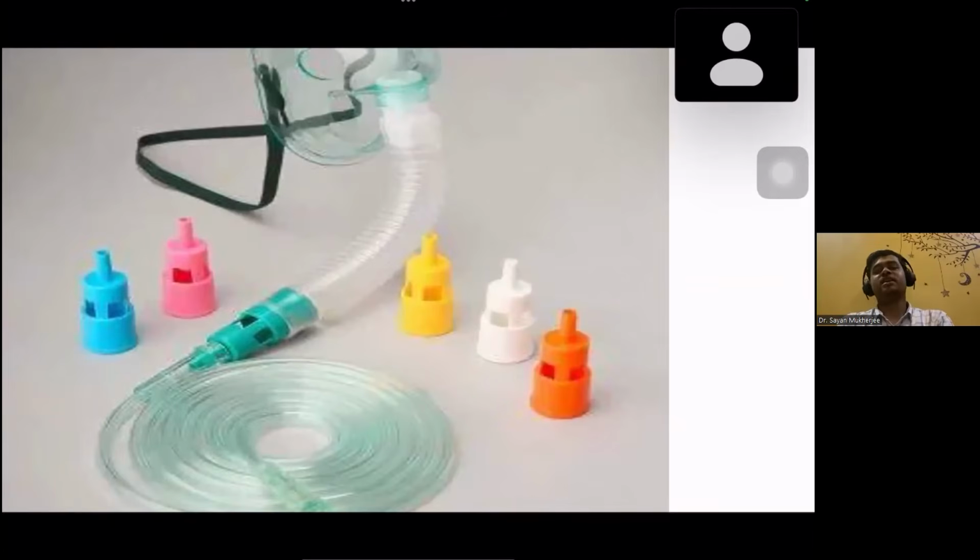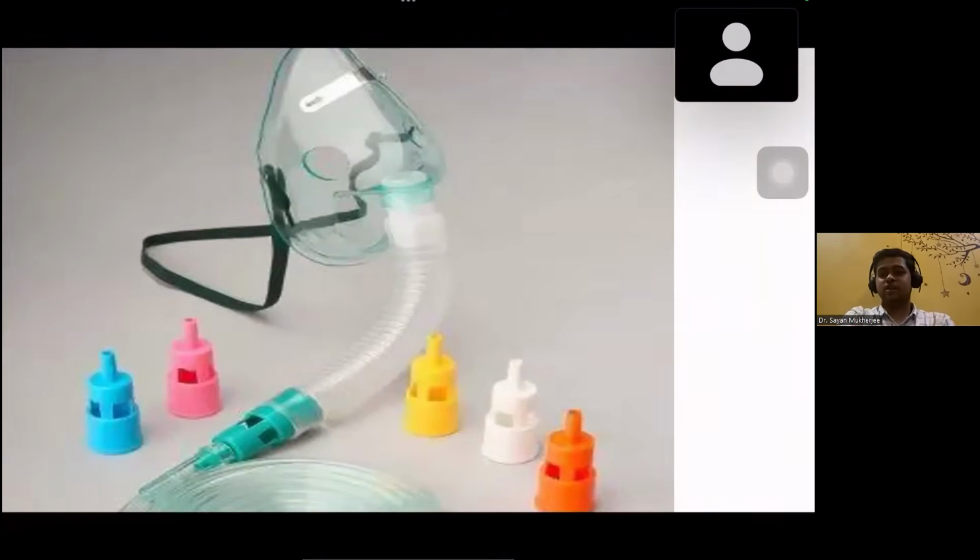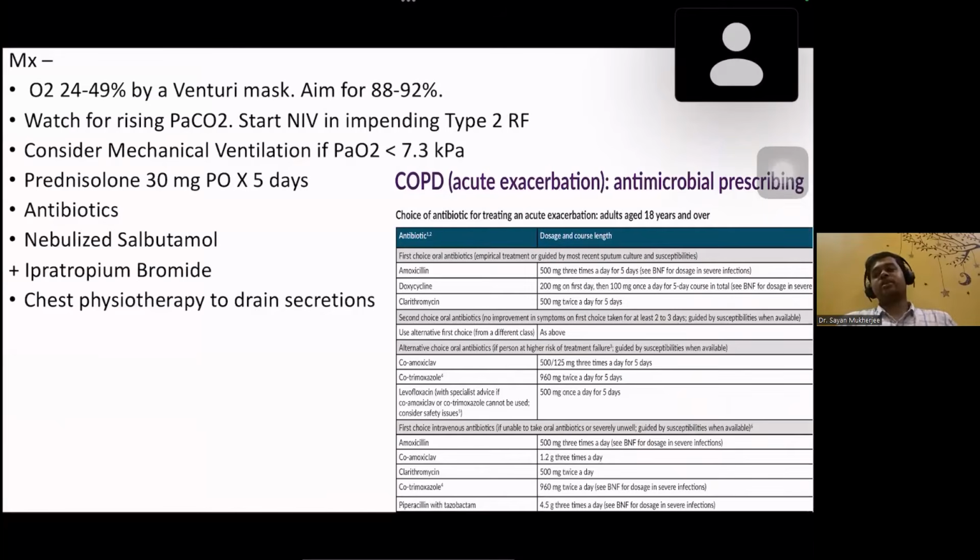Let's say it mentions 30%. So if you use the specific attachment, it will deliver 30% oxygen to the patient, not more. Why is this important? Because in our respiratory center in the brain, there are many things that stimulate respiration. Low oxygen can stimulate respiration. High carbon dioxide can stimulate respiration. High carbon dioxide is a very important stimulator of respiration.